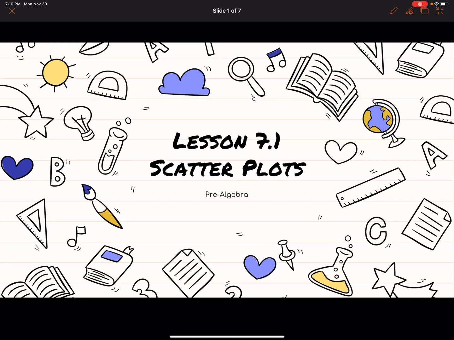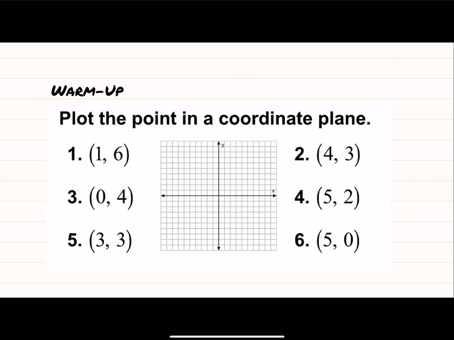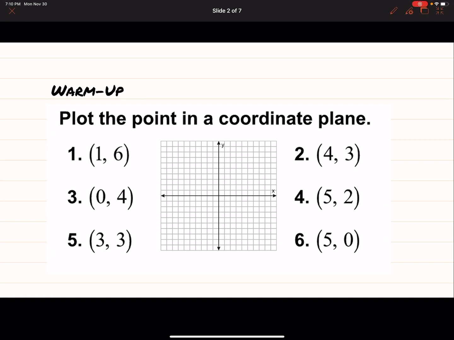Grab some notebook paper. Let's get started. Your warm-up says plot the point in a coordinate plane. You've got 6 points to plot here in this coordinate plane. Pause the video, see how you do, and come back here in a second and we'll check your work.